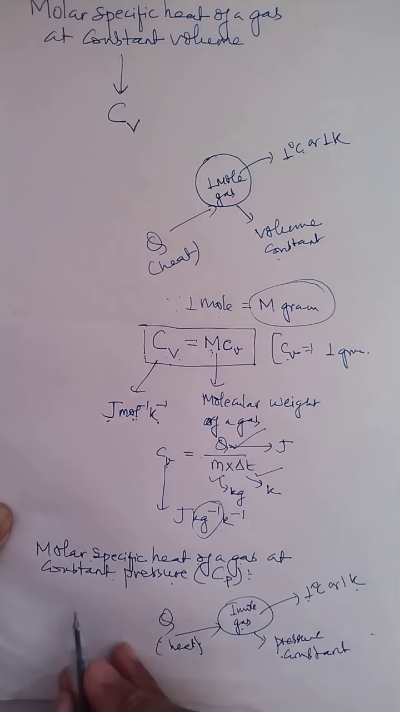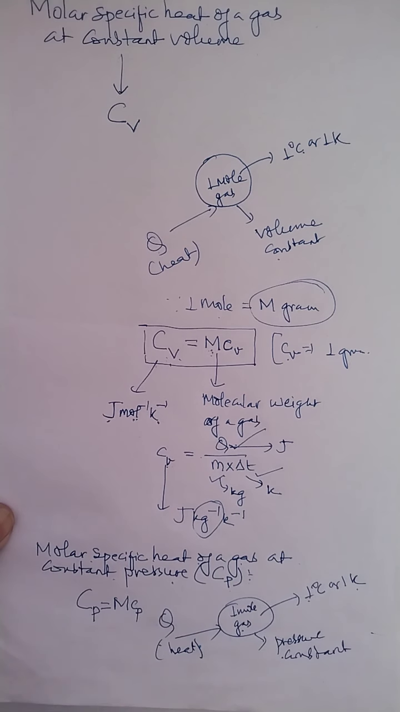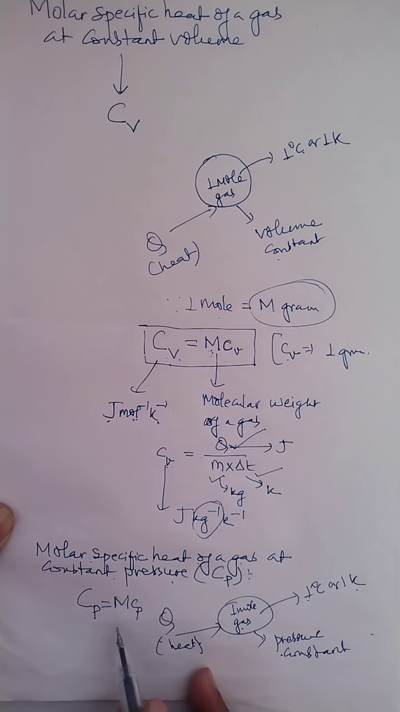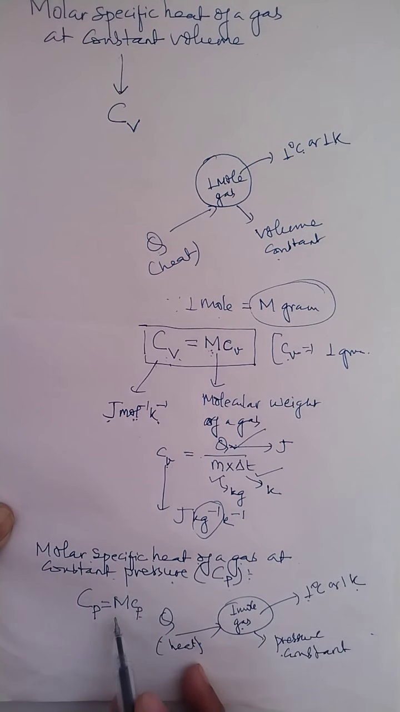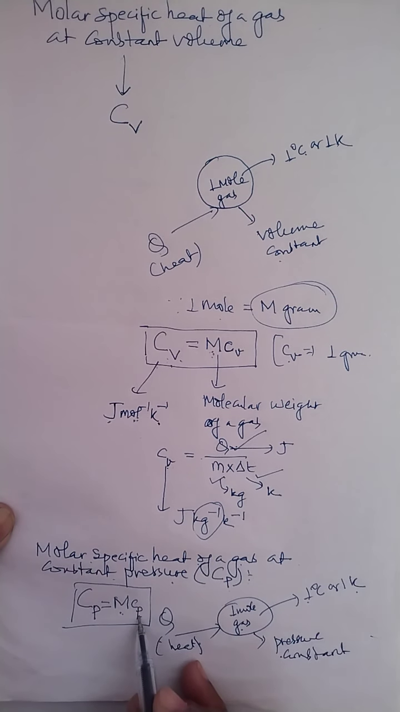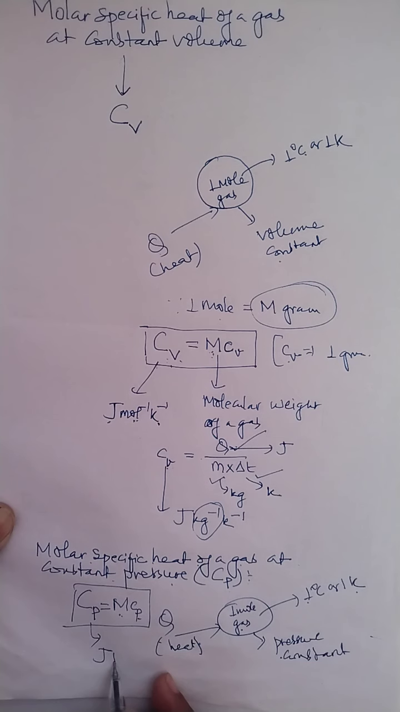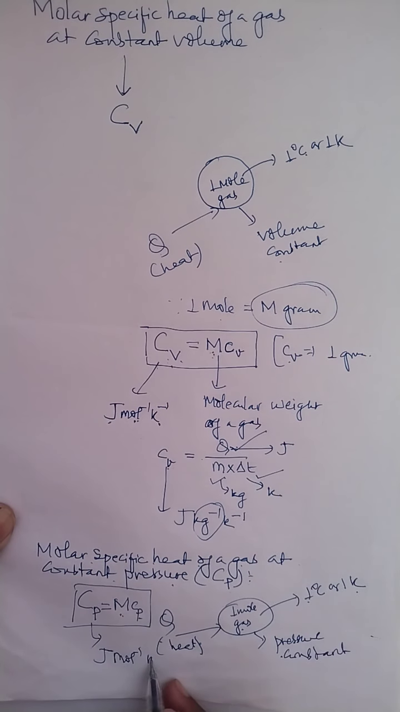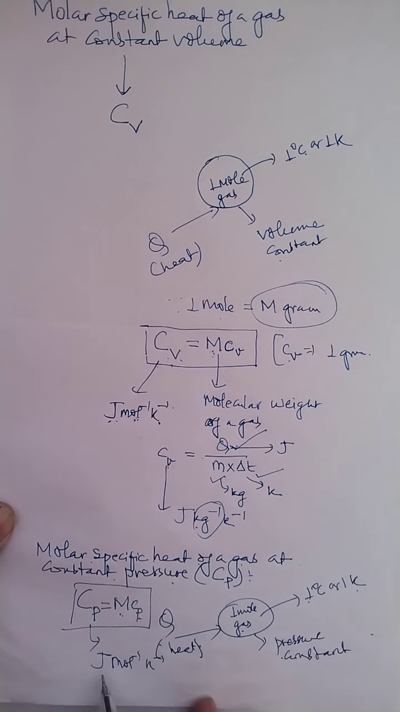And this capital Cp is also written as capital M into small letter cp, where M is the molecular weight of the gas in grams, and small cp is the specific heat of gas for 1 gram of gas, so this is for M grams of the gas. So capital Cp equals capital M into small cp, and this is also expressed in the same unit, Joule per mole per Kelvin. Like Cv, the Cp unit is also Joule per mole per Kelvin. So this is the SI unit of molar specific heat.